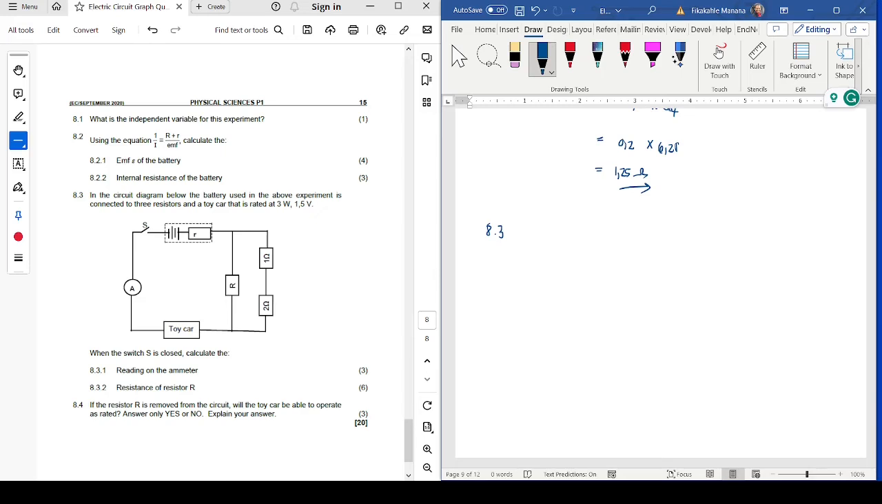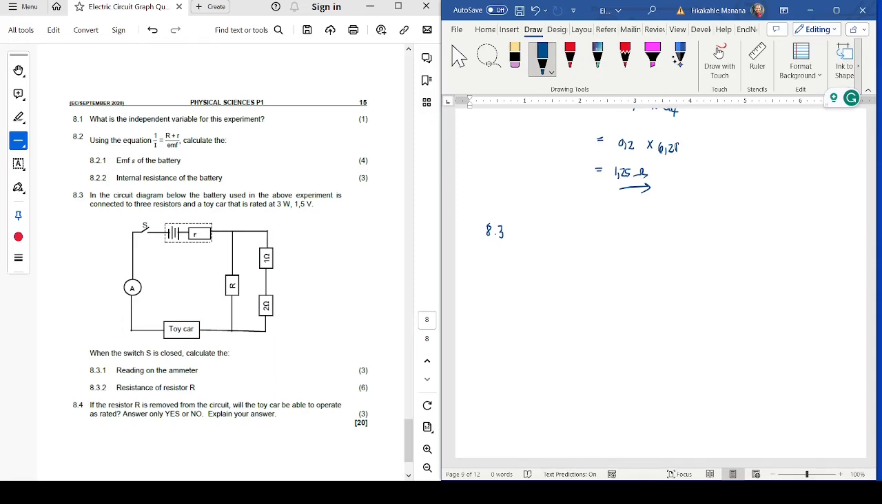So 8.3, in the circuit diagram below, the battery used in the above experiment is connected to 3 resistors and a toy car that is rated at 3 watts and 1,5 volts. Okay, so the switch is opened at the moment. Now, how about we close the switch and calculate the reading on the ammeter? Okay, so how are we going to do that?